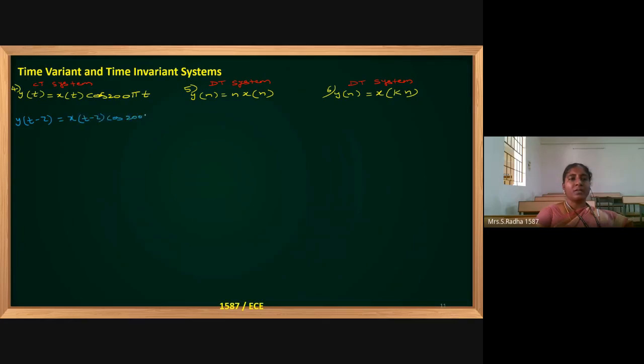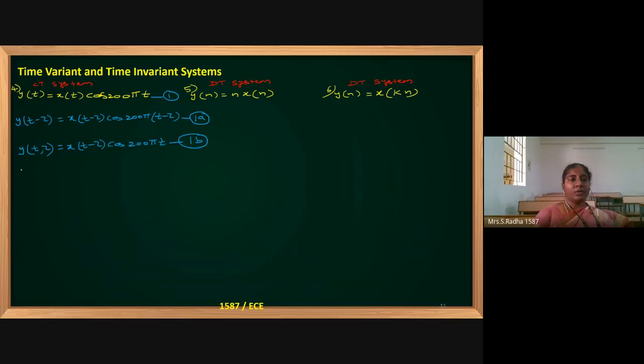Replace t with t minus tau. This is case 1. Given question, you can take it as equation 1. Second case, only for the input x of t you have to give some delay. In that case, the output is represented as y of t comma tau.